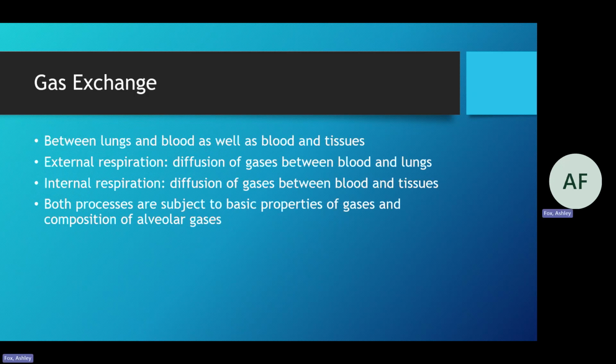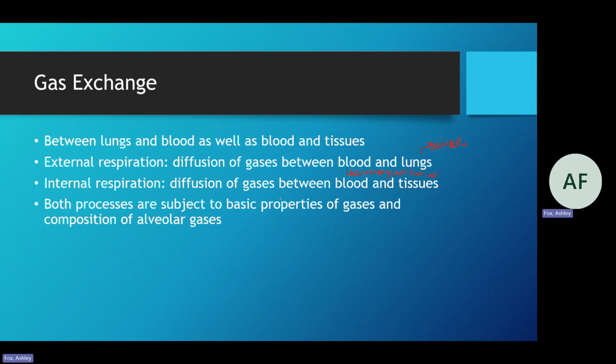So now looking at gas exchange, again, I mentioned it a couple times, mentioning it again. So this is either between the lungs and the blood or the blood and the tissues. External respiration is going to be the blood, and this is specifically going to be the pulmonary capillaries and the lungs, and that's specifically going to be the alveoli, again, where the magic happens.